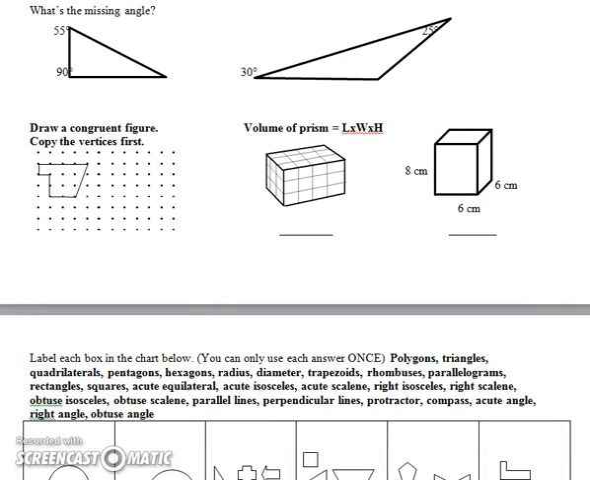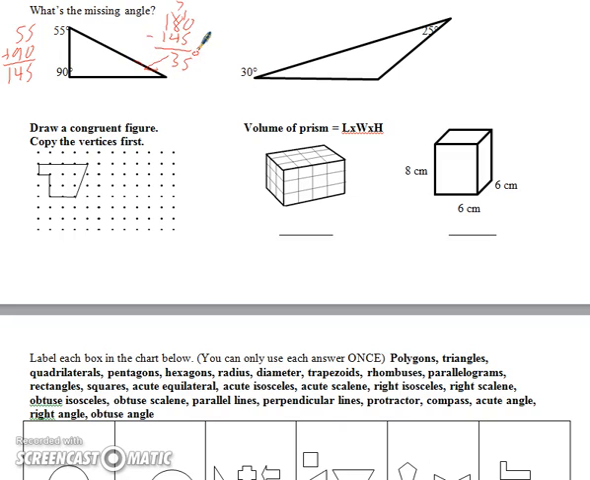All right, what's the missing angle? Oh, we finally got a little bit of computation to do here. Remember, the angles of a triangle add up to 180, so I'm going to take 55 plus 90. I'm at 145. Take 180 minus 145. Do a little borrowing. 35. That would be the degrees for that one.